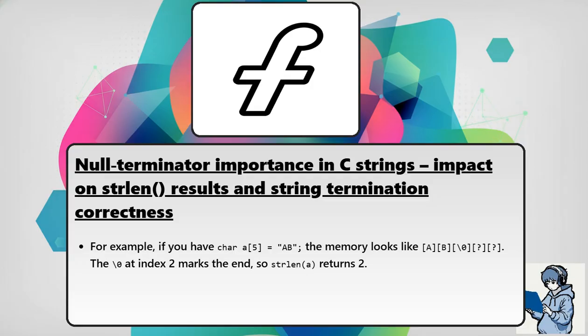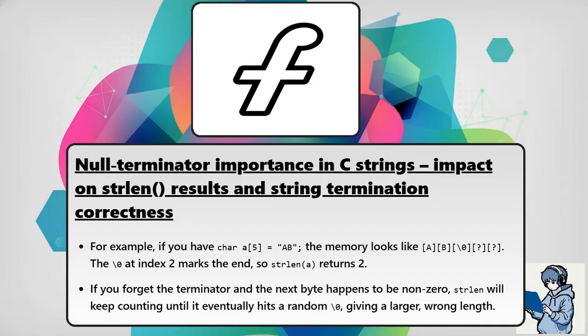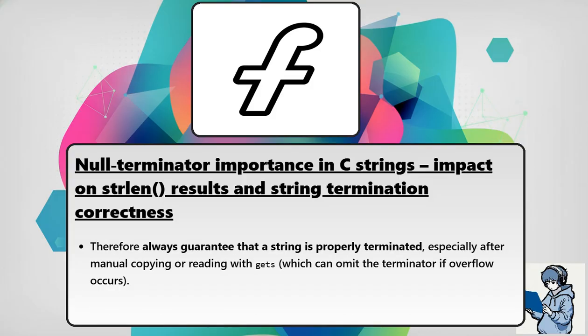strlen of a returns 2. If you forget the terminator and the next byte happens to be non-zero, strlen will keep counting until it eventually hits a random \0, giving a larger wrong length. Therefore, always guarantee that a string is properly terminated, especially after manual copying or reading with gets, which can omit the terminator if overflow occurs.